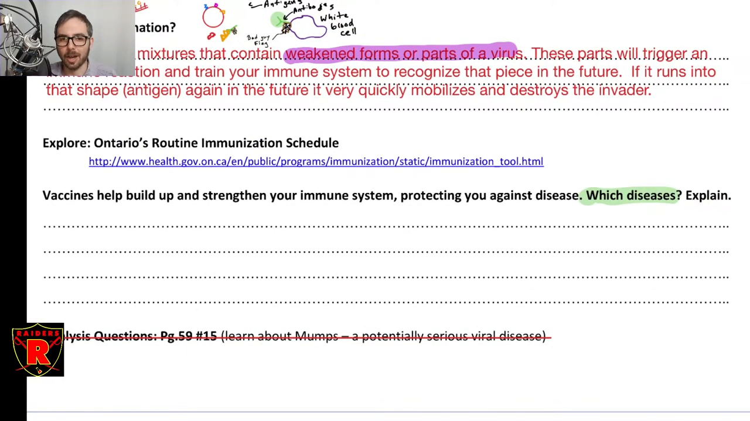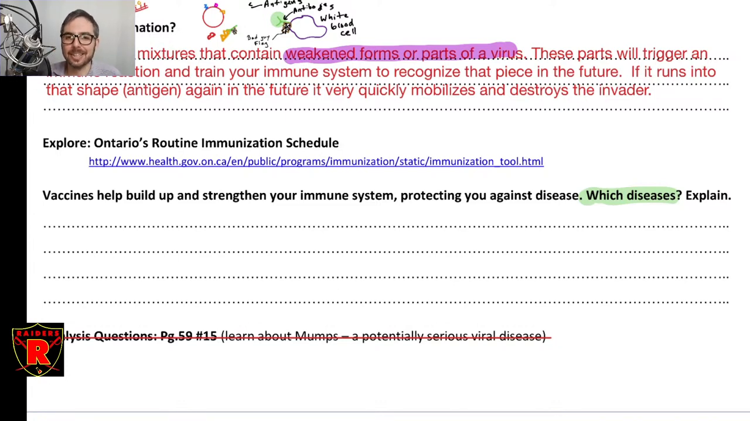But I'm going to get you to read about Ontario's routine immunization schedule. Those are the vaccines that you probably have already received. And below here, I'd like you to just list what you have been vaccinated against. Which diseases have already been eliminated for you? It's interesting to think about because you don't think about this. At least I don't. I don't think about what I'm already immune to because I've been vaccinated, but it's a bunch. I've already received a whole bunch of vaccines, and so I didn't have to worry about infantile pertussis and measles and mumps and rubella and tetanus.